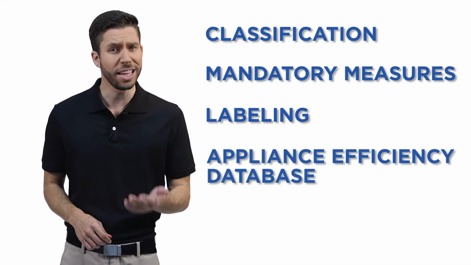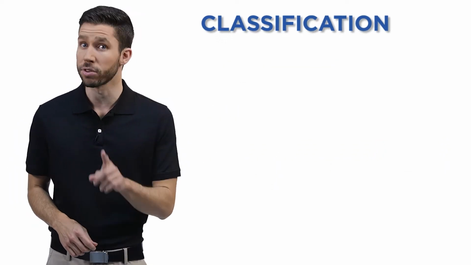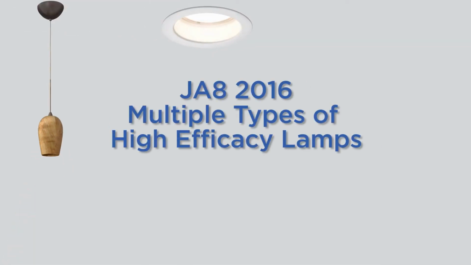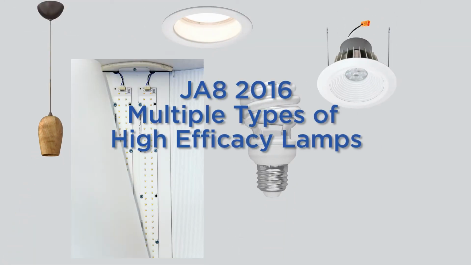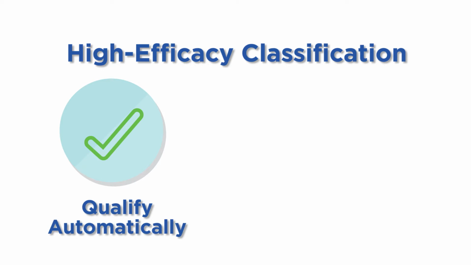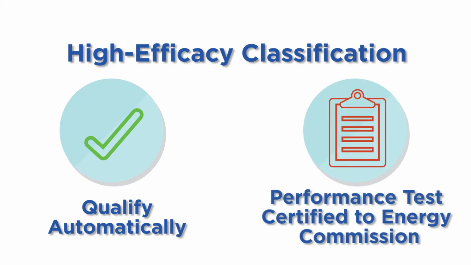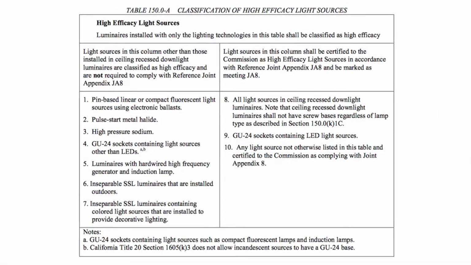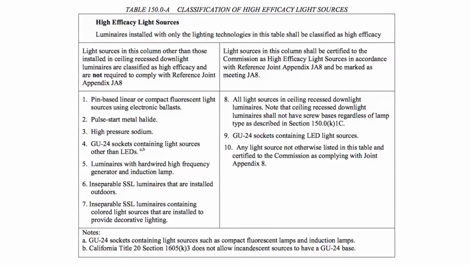To begin, let's look at how light sources are classified with respect to the Energy Standards high efficacy regulations. If you recall, high efficacy lighting possesses high lumens per watt efficiency, meaning greater light output while using less energy. Light sources can be classified as high efficacy under two categories: those that are automatically classified as high efficacy, or those that must meet performance requirements in Reference Joint Appendix JA8 and be certified to the Energy Commission. Table 150.0-A shows the types of lighting that make up these two high efficacy lighting categories.